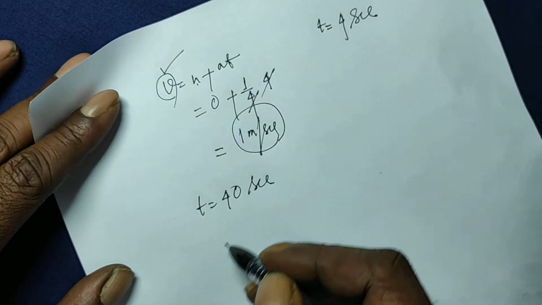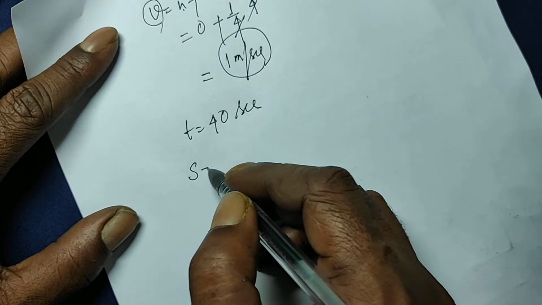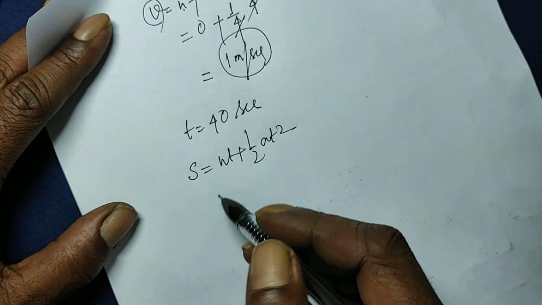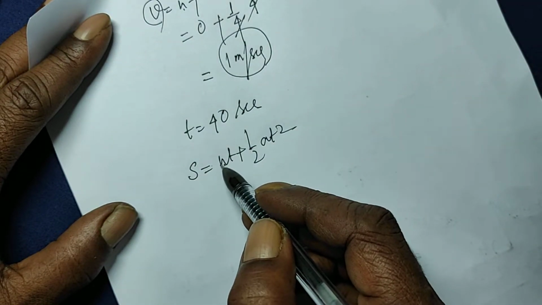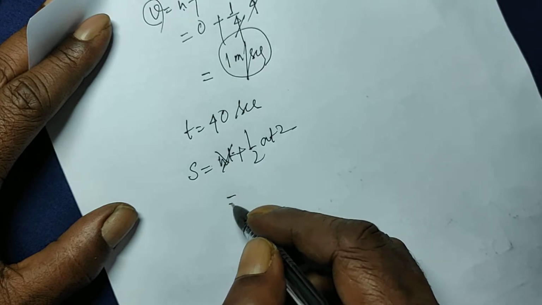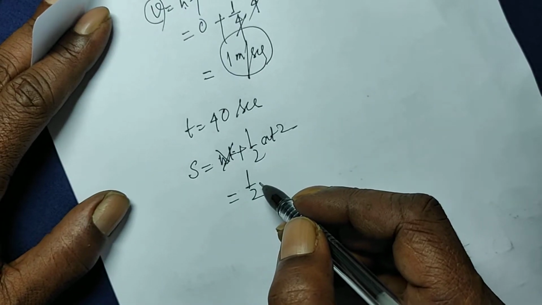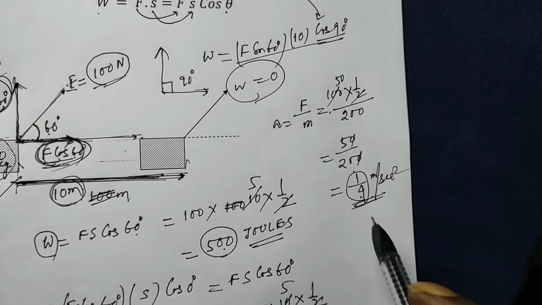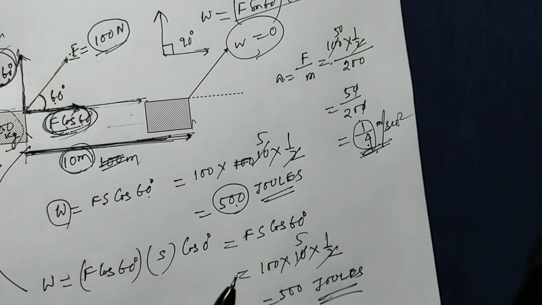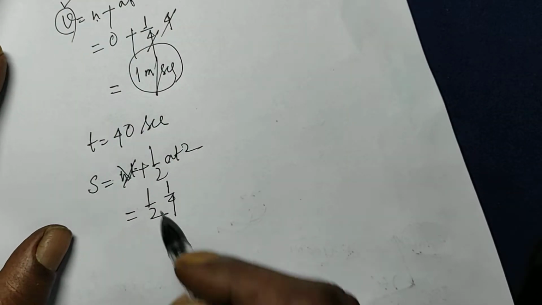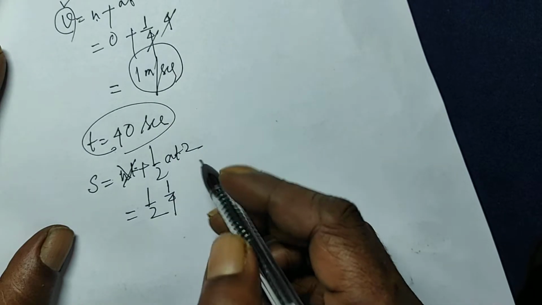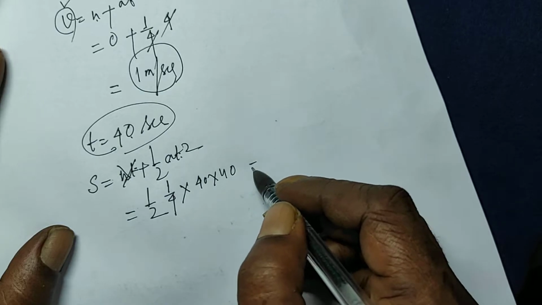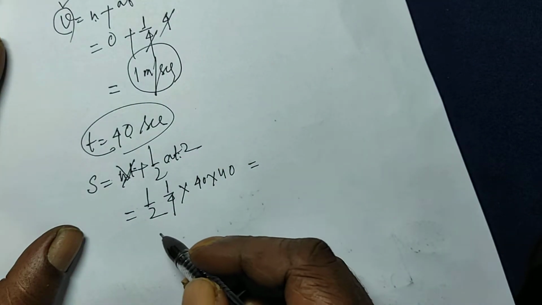In 40 seconds, starting from rest, you can use S is equal to ut plus half a t square. Since it started from rest, u is equal to 0, so this term becomes 0. Half is, we just found it as 1 by 4, a is 1 by 4 meter per second square. So in 40 seconds, put 40 here, 40 here, because it is a t square term.